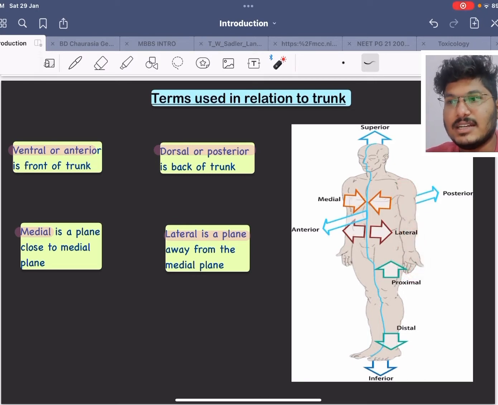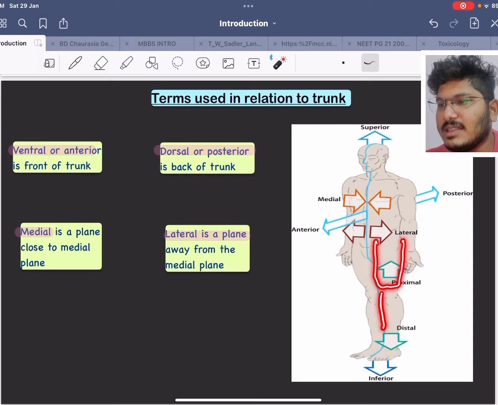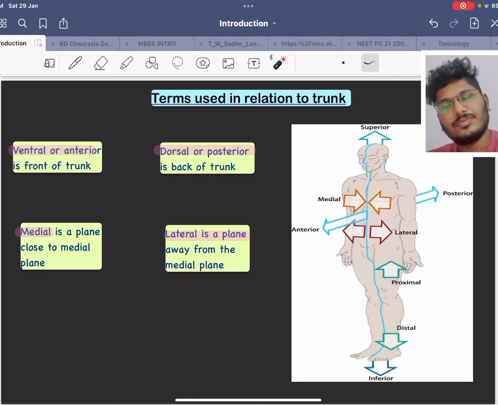Similarly, the term leg is not synonymous with the total lower limb. The lower limb has three divisions in the regional anatomy. This region is called the thigh, this region is called the leg, and this region is called the foot. So thigh, leg, and foot. Likewise the upper limb, the lower limb's regional anatomy is divided into three parts: thigh, leg, and foot.